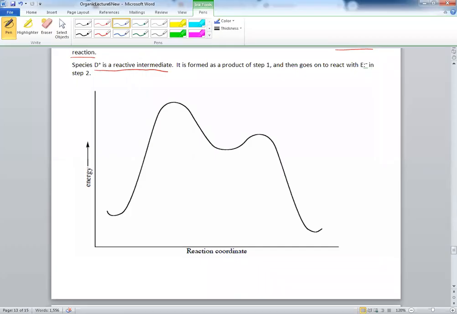So these are your reactants. So C, D plus E minus. That's what you're starting with here. Then you go to the transition state. This is called the first transition state. So this would be TS1.